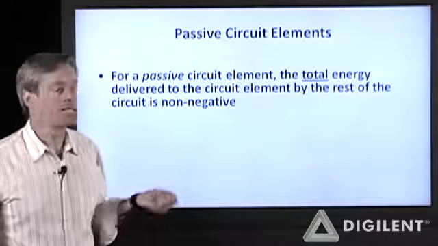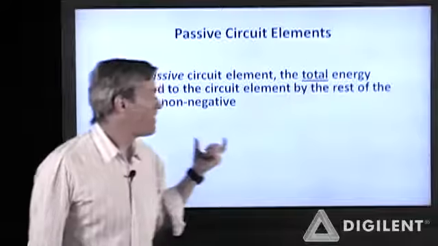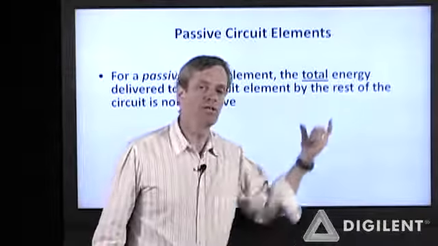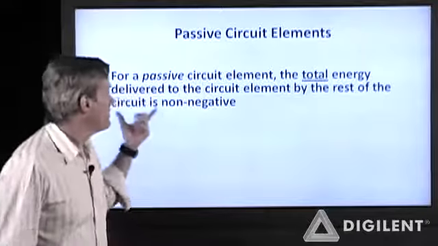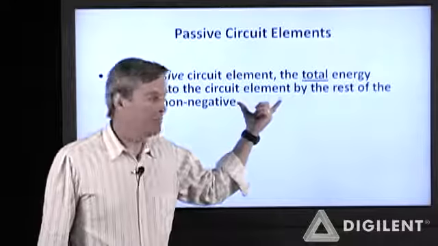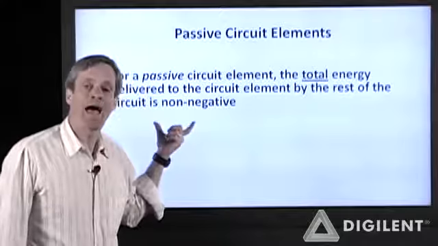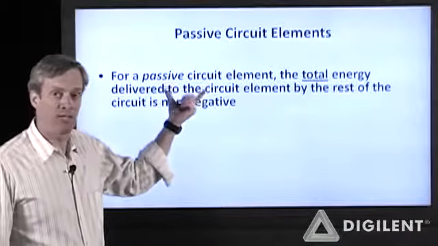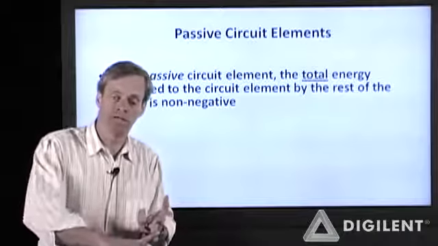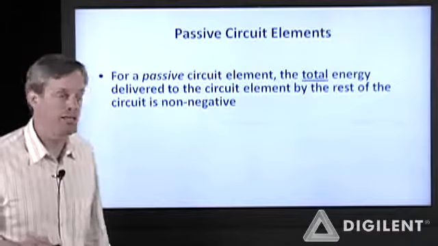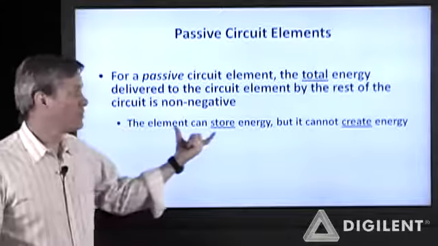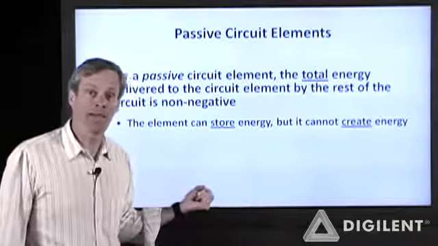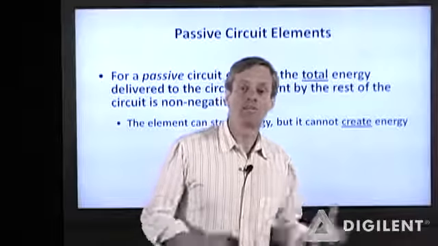The first is passive circuit elements. Passive circuit elements are defined by the fact that the total energy over all time that is delivered to the circuit element by the rest of the circuit has to be non-negative. The passive circuit element can either store energy or dissipate energy. It can't create energy. Okay? So you can store energy in a passive circuit element, or you can dissipate energy in a passive circuit element, but you can't create energy.